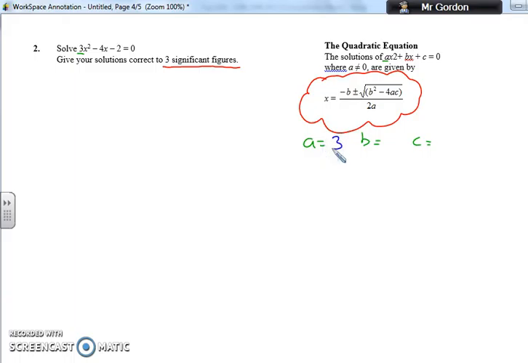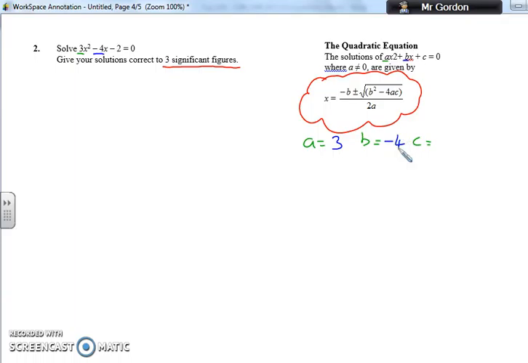And for B, again, we're just looking at the formula. B sits in front of the x term. So it's the coefficient, which means the number in front of the x. And if we have a look here, we seem to have a minus 4. Now some people forget to put the sign in. Don't do that, otherwise you will get the incorrect answer. Make sure you include the sign. So it's minus 4, not just 4.